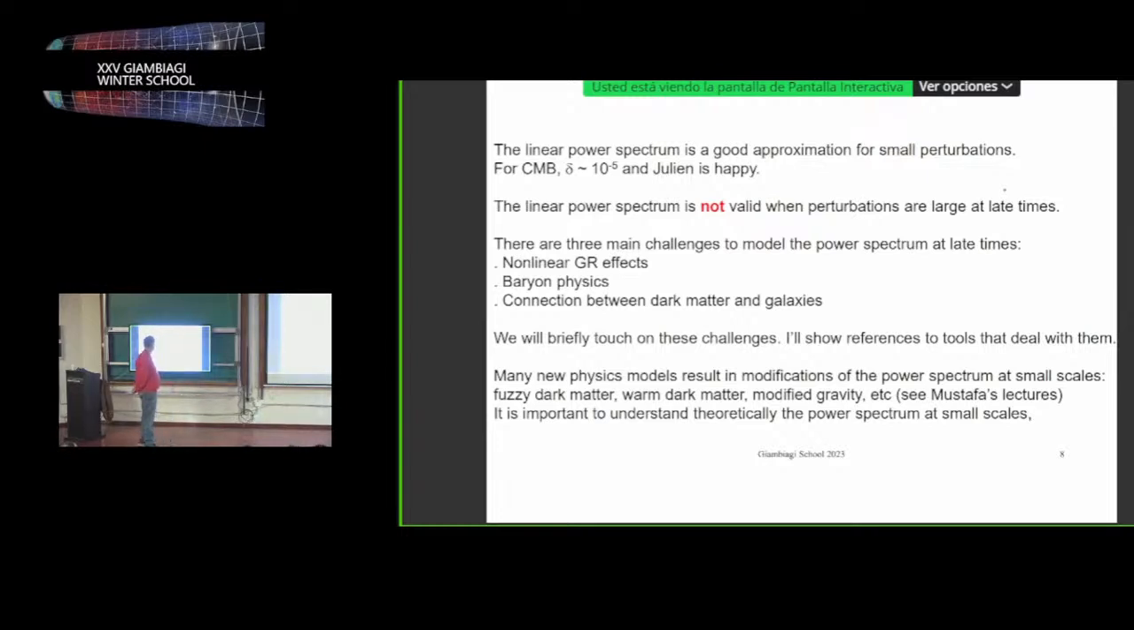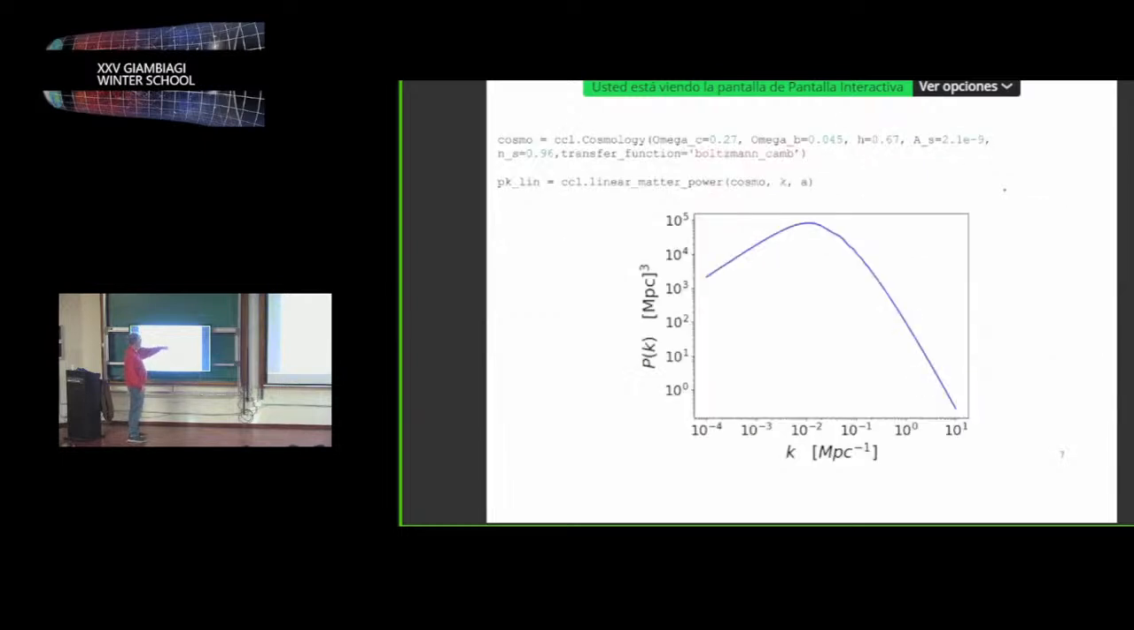The first one is that we linearized the equations of perturbations from general relativity. That's an approximation. How do you go beyond the linear approximation in general relativity? How do you take into account non-linear effects in general relativity? That's very complicated.